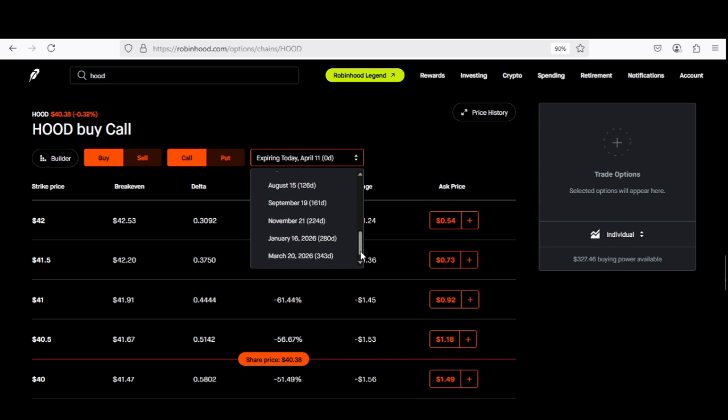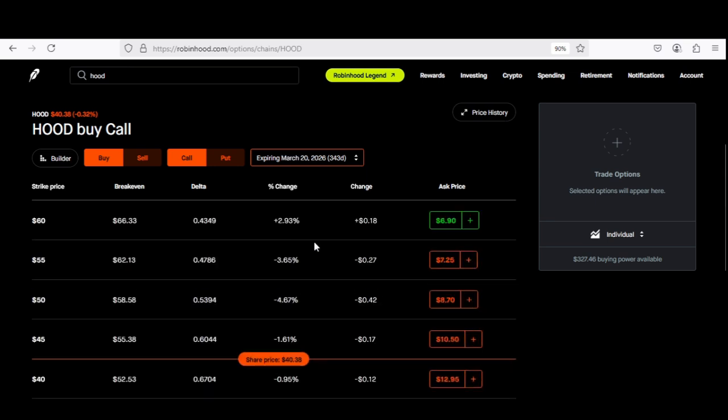But we're going to be using the exact same one, which is going to be March 20th, 2026. That gives us around 343 days to expiration. Remember, we don't have an exact 365, so it's either March or it's the January. The January is way too far out. So we'll settle for the March 20th.